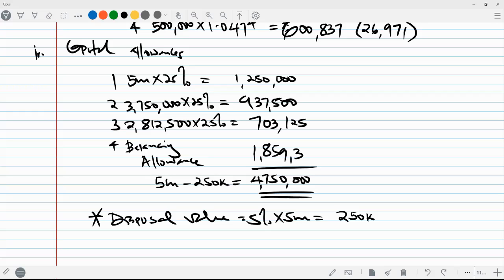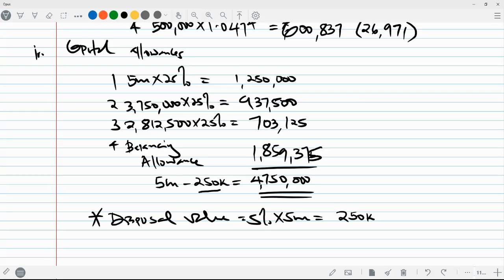$1,859,375. That way, where it is on the screen. Yes. Great. And therefore, the allowance for year 4. And by the way, be careful with the allowance for year 4, because in case you forget to subtract the scrap value, you're going to end up with the wrong balance in value. So, of course, you lose 2 marks there. So you have to be quite careful.